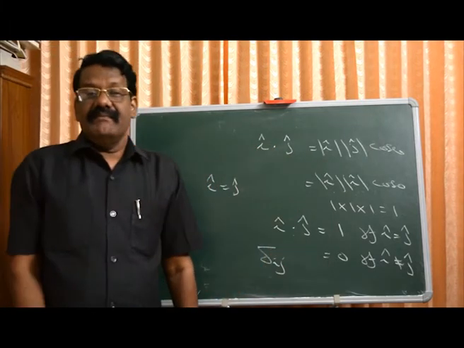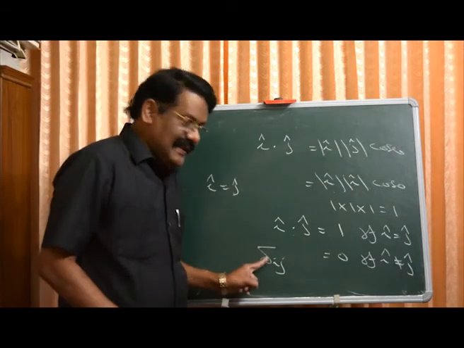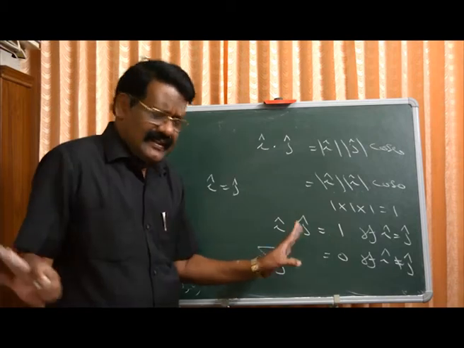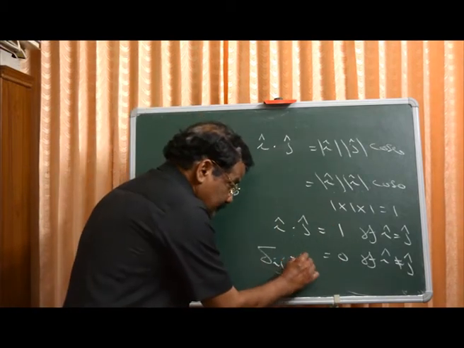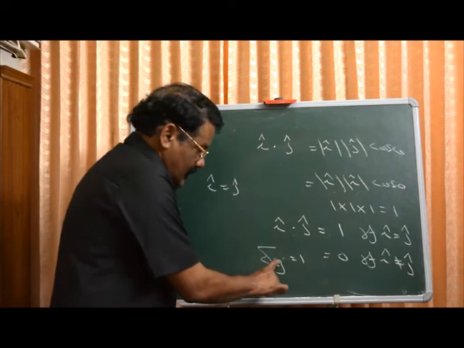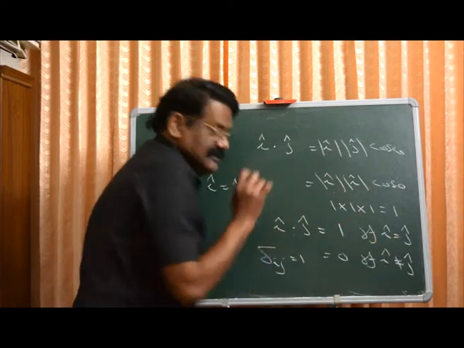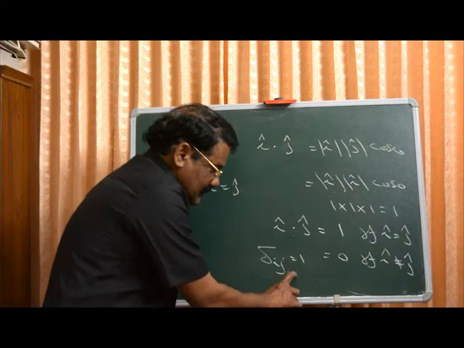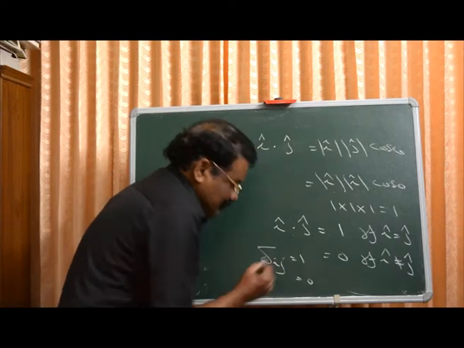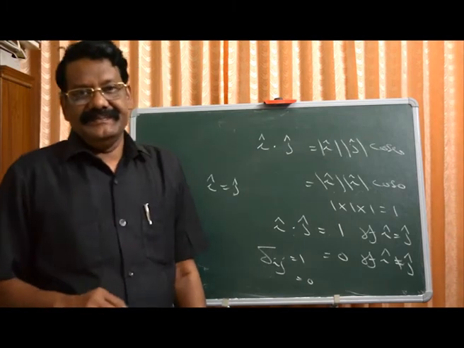This is called the Kronecker delta. The definition of the Kronecker delta, delta ij, is nothing but i dot j. So delta ij is equal to 1 if i and j coincide. If i is not equal to j, if i and j don't coincide, it is equal to 0. So this is the basic definition of the Kronecker delta.